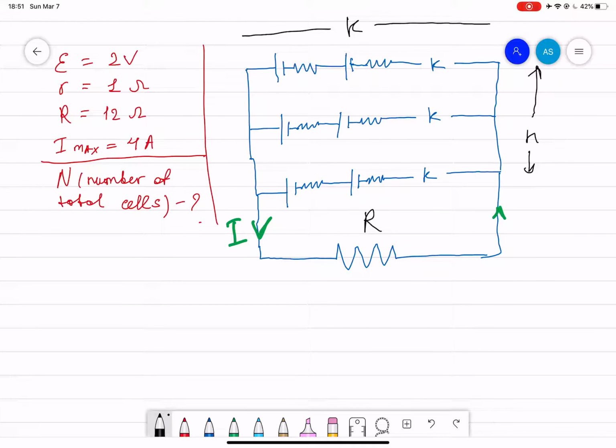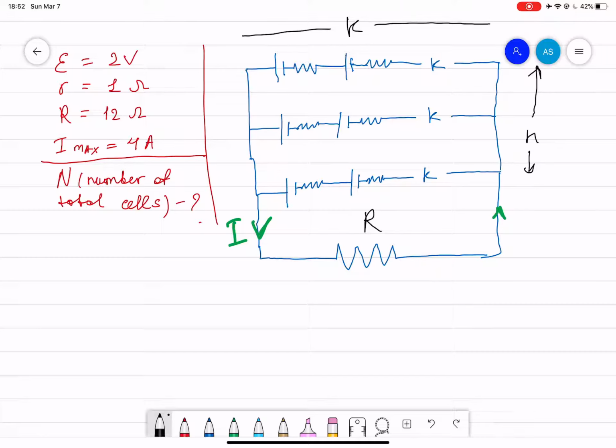Okay, so students, here we have: what is the smallest number of identical batteries with EMF of 2 volts and internal resistance of 1 ohm that is necessary to use in order to achieve maximum power at the external resistance of 12 ohm. The maximum current should be 4 amperes. The batteries should be connected in n parallel groups and with K batteries in series for each group.